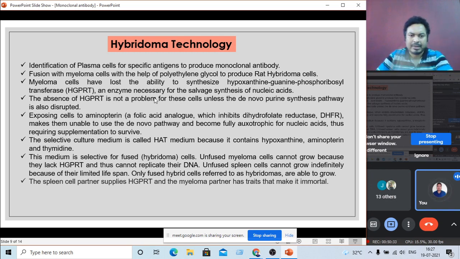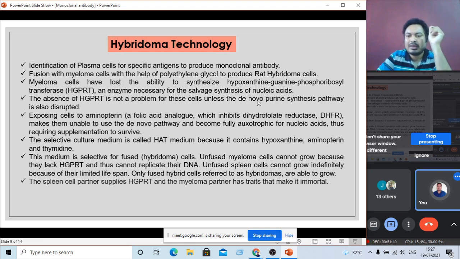Suppose we have collected the myeloma cells, and then we have applied this chemical called aminopterin. This chemical is an analog of this particular molecule, which is called folic acid. So aminopterin is an analog of folic acid because it can inhibit dihydrofolate reductase. There is an enzyme called dihydrofolate reductase, and this enzyme is inhibited by aminopterin.